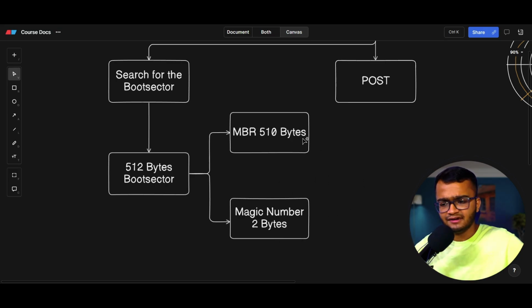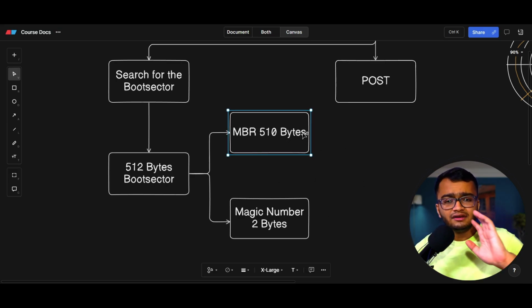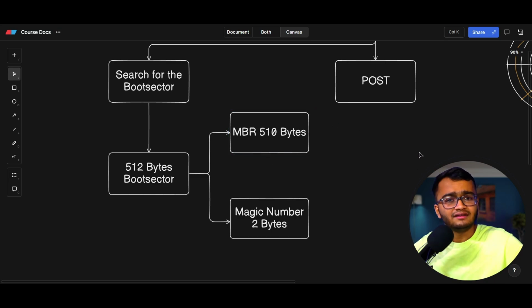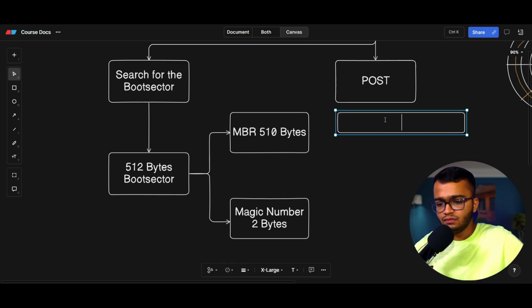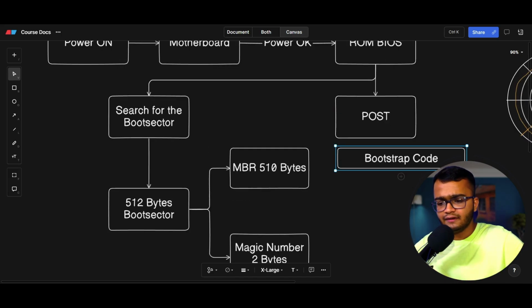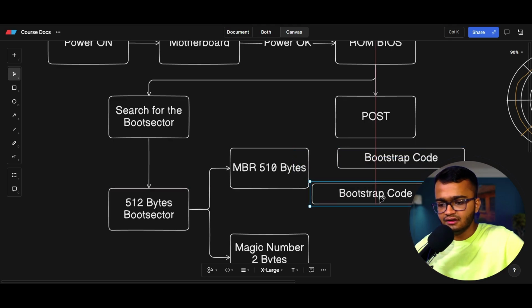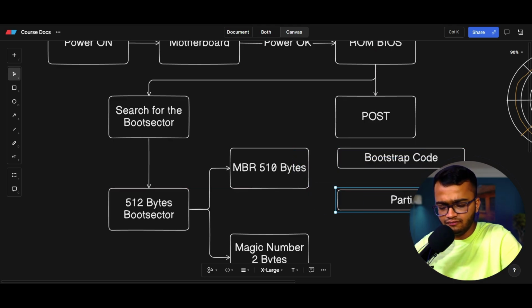What are the magic number bytes? We will understand it. Now inside this master boot record, there are 2 parts. One is the bootstrap code, and the other is the information about the partitioning of the hard disk, which is the partition table, as you can see. So what are the 2 things it contains? One is the bootstrap code, and the other is the partitioning table. Now what is the significance of the partitioning table and bootstrap code? We will understand it.